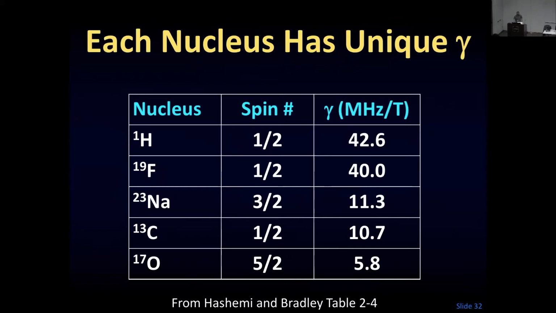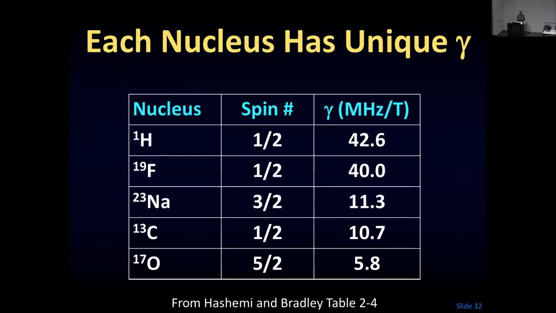So what does this mean? Well, let's just pretend we're at 1 Tesla. If we're at 1 Tesla and we want to do hydrogen imaging, which is what we do clinically, we will use radio frequency pulses of 42.6 megahertz. What if we wanted to do fluorine-19 imaging? At 1 Tesla, we would not use 42.6 megahertz. We would use 40.0 megahertz. So that's why it's important.